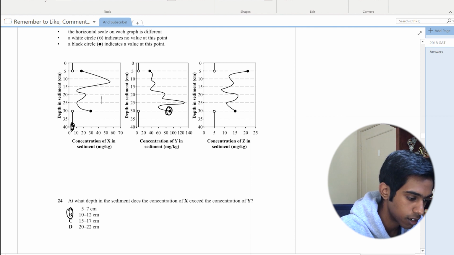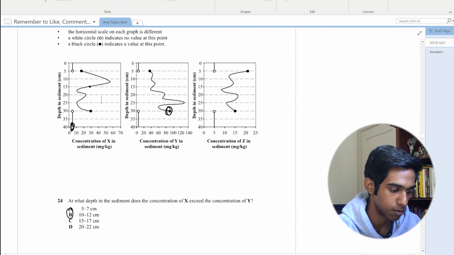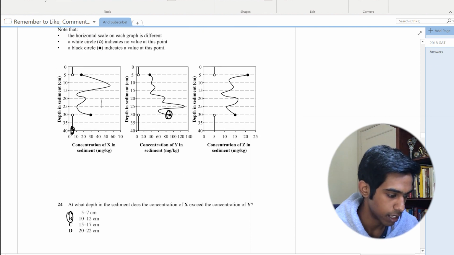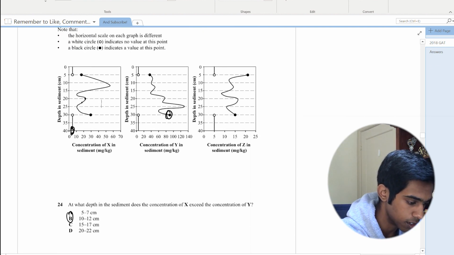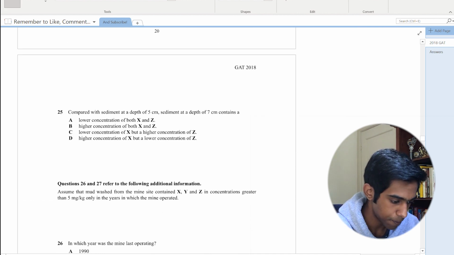We've got 15 to 17, so that's like from here to here. That one is probably definitely not right. Yeah, that one is definitely not right. Then 20 to 22, we have 20 to 22. That one is also definitely not right. Okay, so it's probably B.